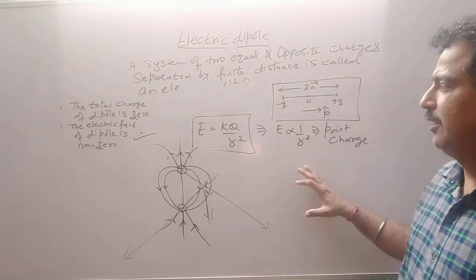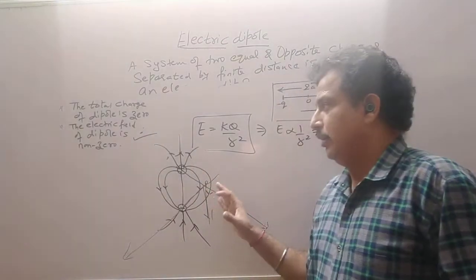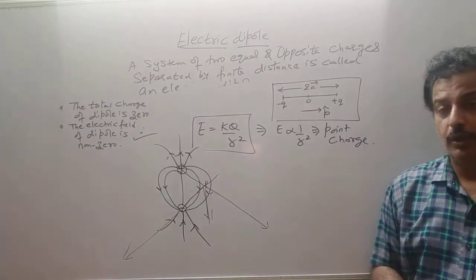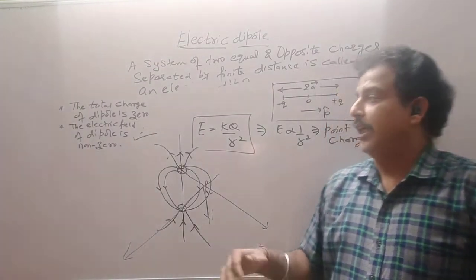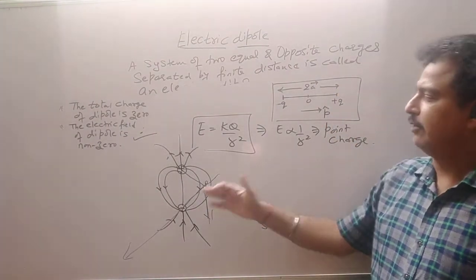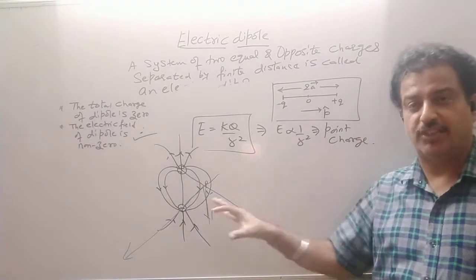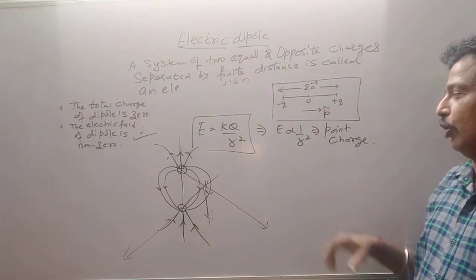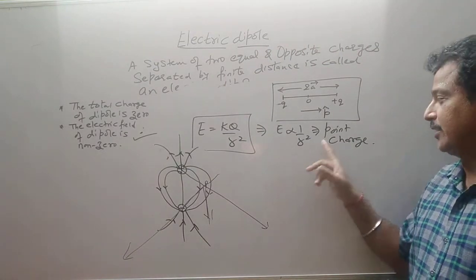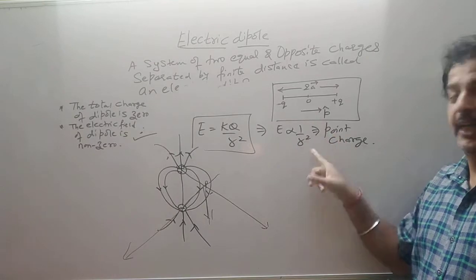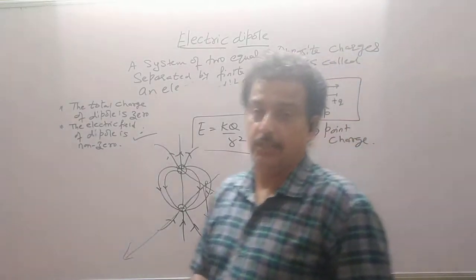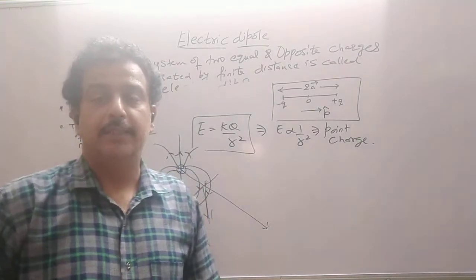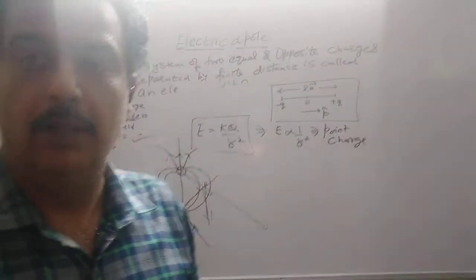So the resultant of the electric field near the dipole is non-zero. At far distance, it may be zero, or at very infinite distance, it is zero. And near the dipole, the field will fall off faster as compared to the electric field due to a point charge. So this is the basic information about the electric dipole.